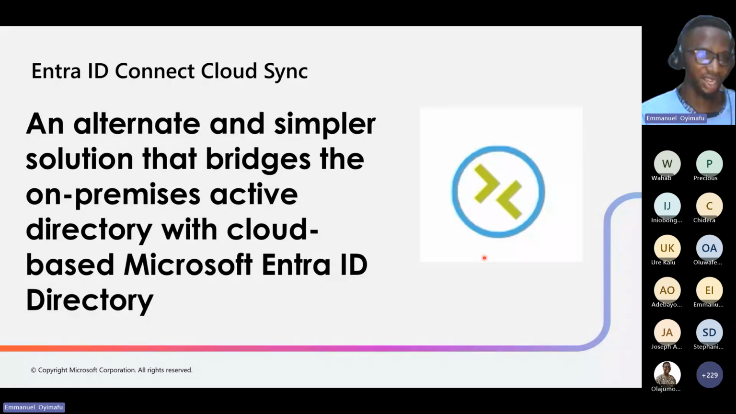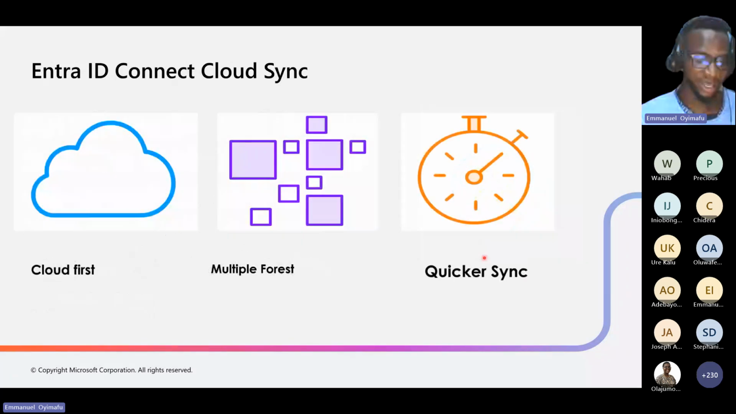So that's Cloud Sync. Why are we even talking about this? We talked about hybrid identity. For you to have hybrid identity, you need a tool that can establish that hybrid connectivity between your on-premise server and the Entra ID environment. The first tool we made mention of is Entra ID Connect, while the second one we're talking about is Entra ID Cloud Sync. So let's look at Entra ID Cloud Sync.